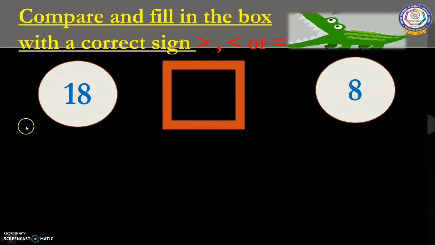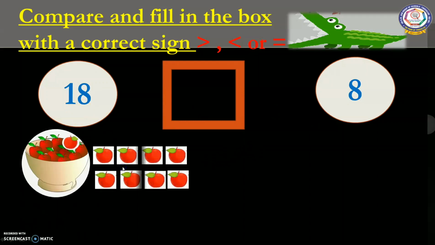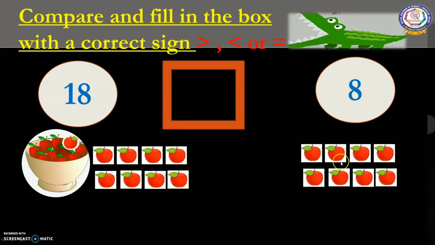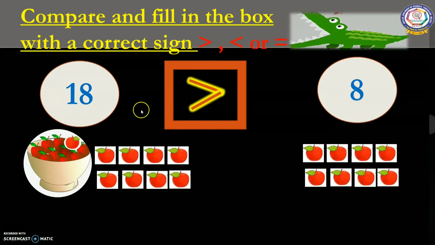But still we will see how many tens and ones are there in each number. In 18 we have 1 ten and 8 ones. In 8 we have only 8 ones. Now it is very clear that 18 is greater than 8. So we have to draw the greater than symbol here. 18 is greater than 8.